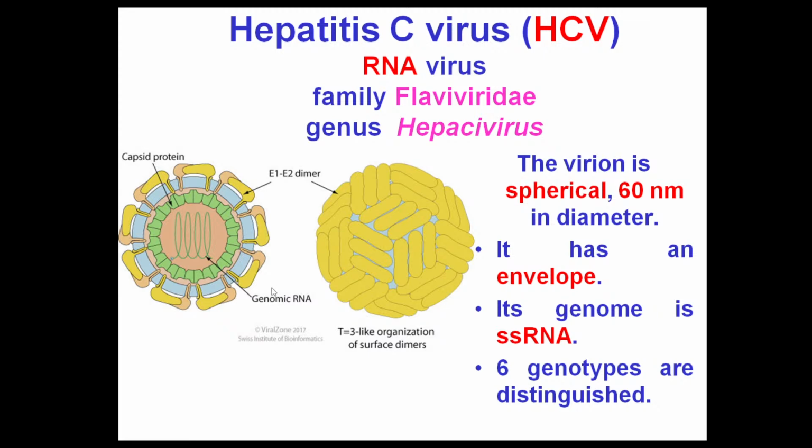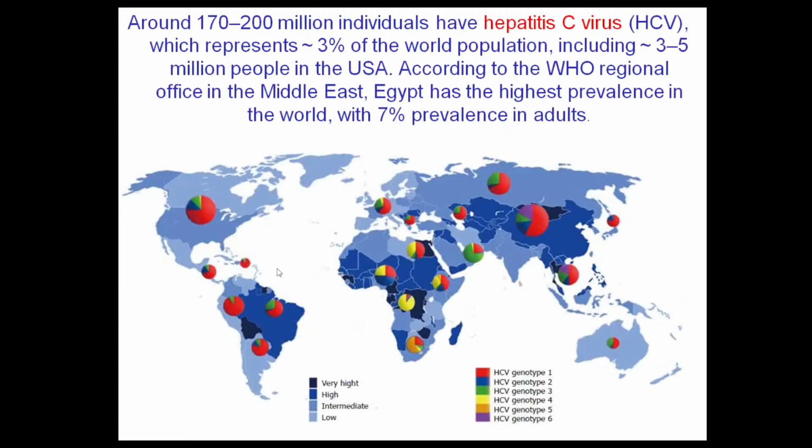Serologically, the hepatitis C virus may be classified into genotypes. They are distinguished by serology. Around 170 to 200 million individuals have hepatitis C virus. That represents around 3% of the world population, including 3 to 5 million people in the United States. According to the WHO Regional Office in the Middle East, Egypt has the highest prevalence in the world, with 7% prevalence in adults. You can see it here, right?